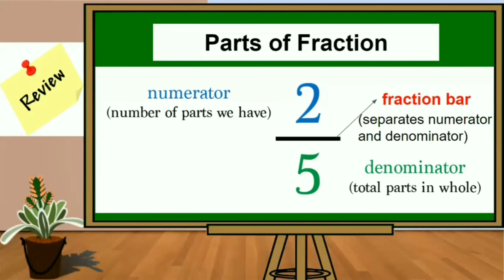So, as you can see on your screen, we have example. Our example is 2/5. Yung number sa taas ng line is the numerator. At yung number sa baba ng line is the denominator. And the line that separates the numerator and denominator is what we call the fraction bar.